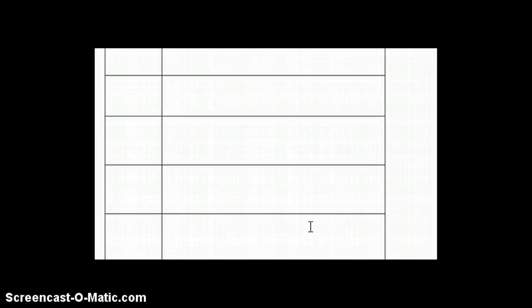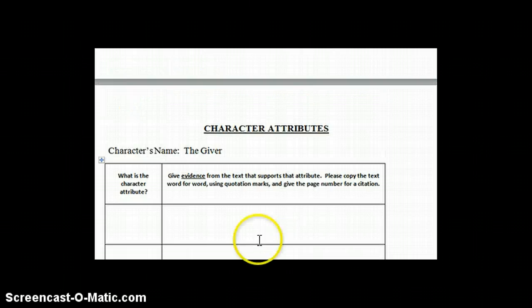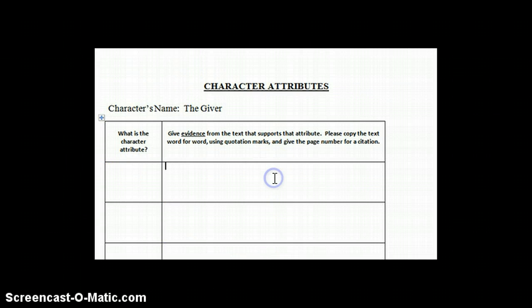For the Giver, you should have 6. For each one, I need the attribute and the exact sentence from the text that you took that from. It may not say exactly that the Giver is nice, but you can infer that. I definitely believe the Giver is kind, because after he gave him the memory of war, he gave him a bunch of nice memories right after that. So you could go back and find that part and use that as a character attribute.